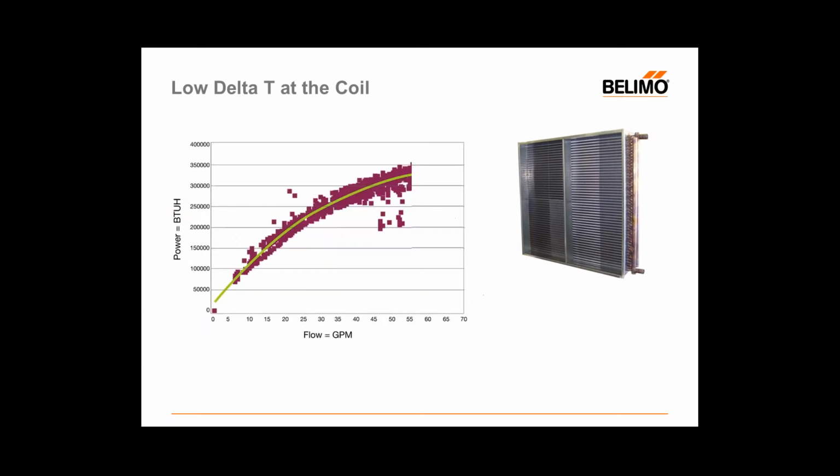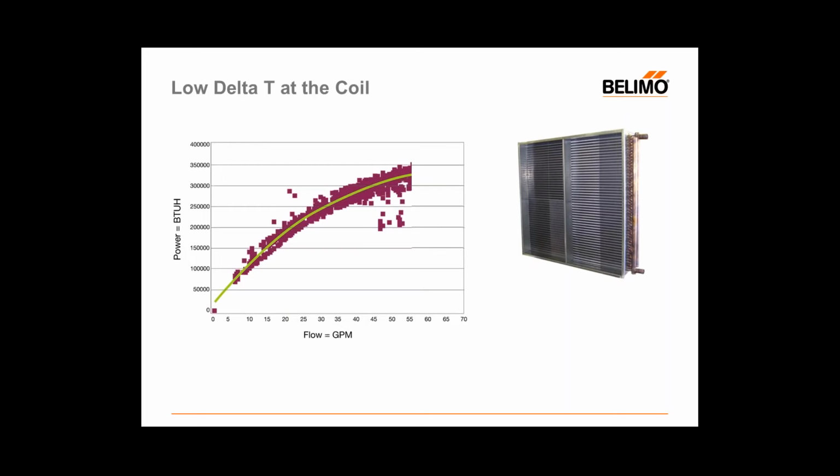Let's go ahead and take a look at the heat transfer of a coil, and we can try to explain a little bit better why delta T is so important. What you're looking at here is a fairly typical coil characteristic. So we're increasing flow in GPM from left to right on the x-axis, and we're increasing BTUH, or power produced in that space, as we go up the y-axis. And you'll notice that the relationship between flow and BTUH is not linear. It's actually got a curved shape to it, and heat transfer rather is much more efficient at low flows.